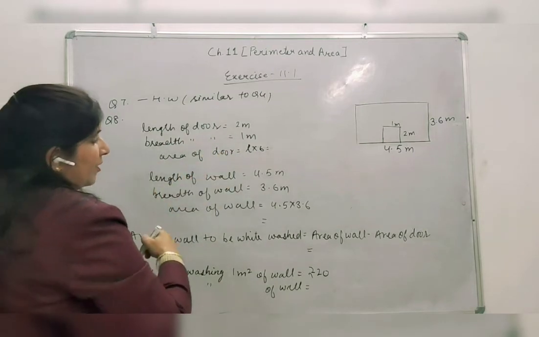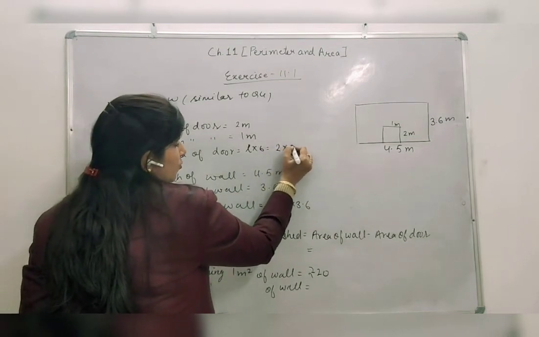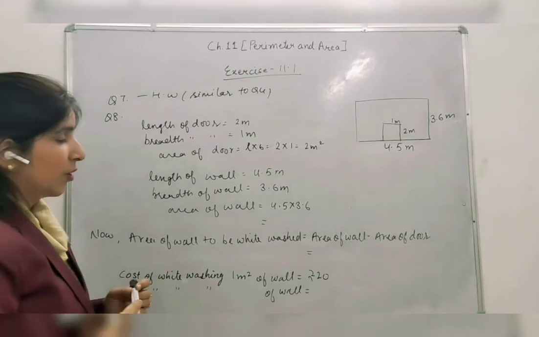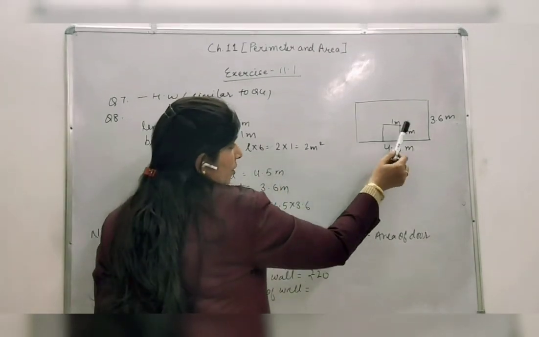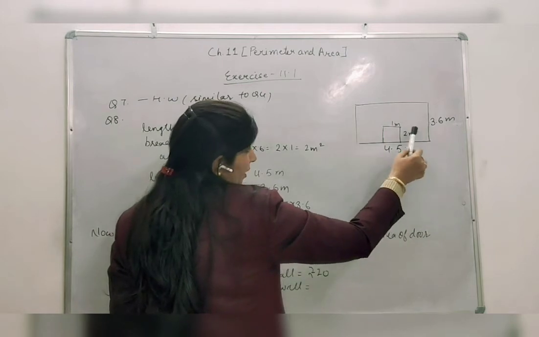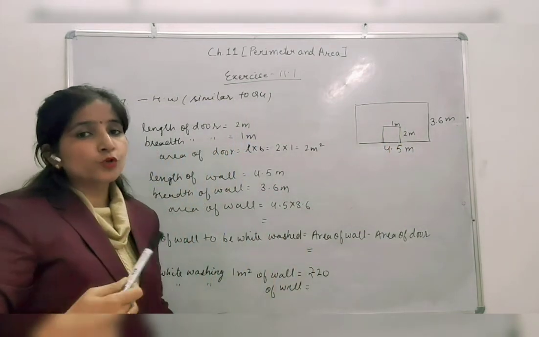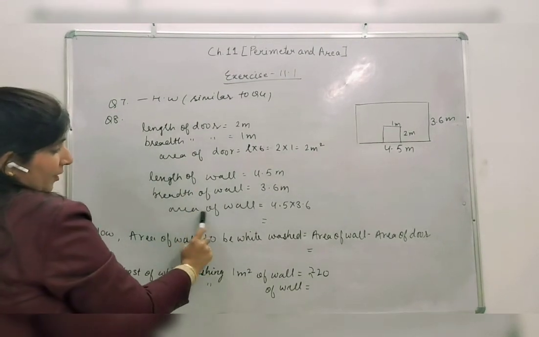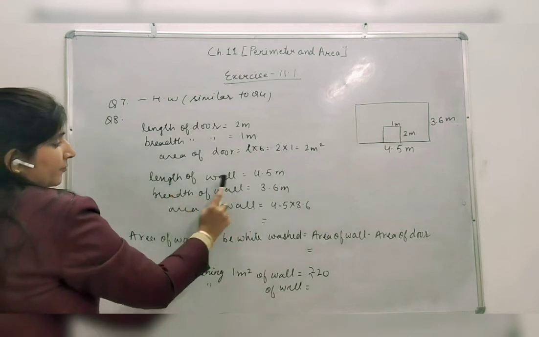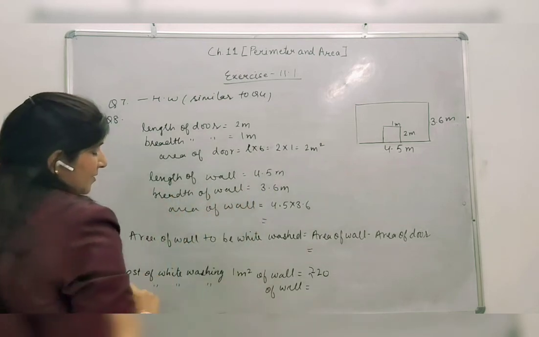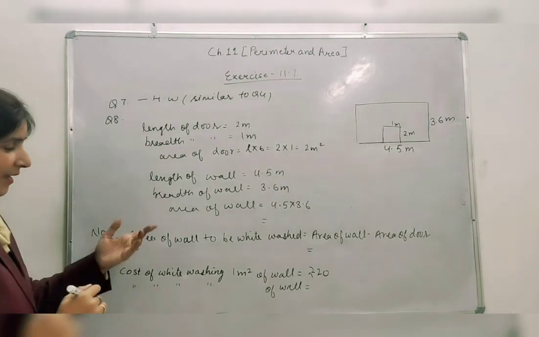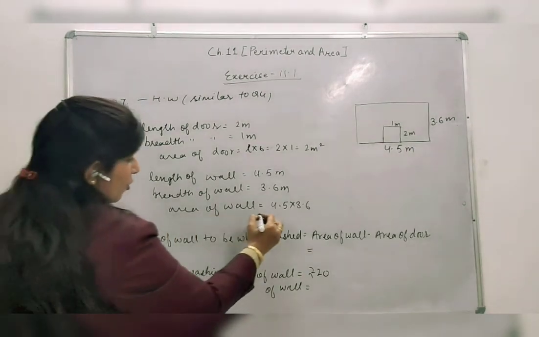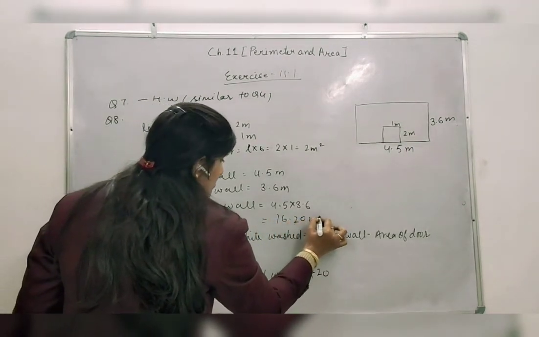So area of the door will be length into breadth, 2 into 1, that is 2 meters square. Now why have we found this area of the door? Because we need to subtract the area of the door from the area of the complete wall, so that we can get the area of the wall to be whitewashed. Now let us find out the area of the complete wall. The length of the wall is given to us, breadth of the wall 3.6 meter. Area of the wall is length into breadth as we know. So 4.5 into 3.6. After solving we get 16.20 meters square.